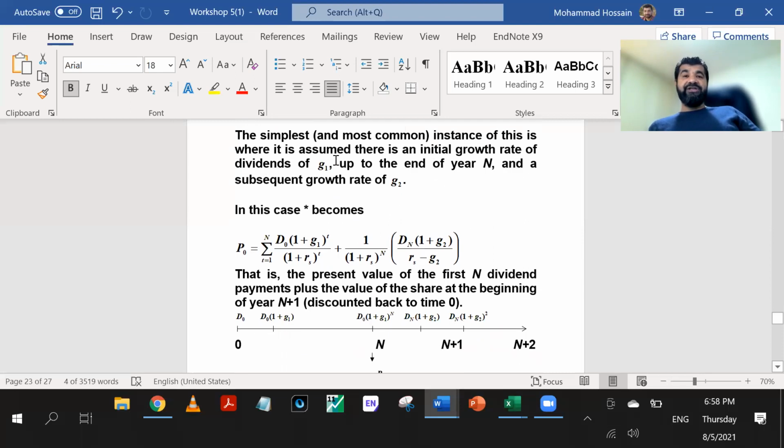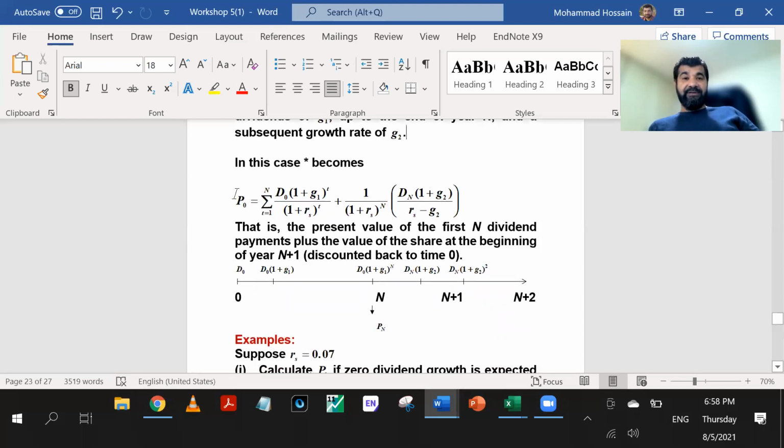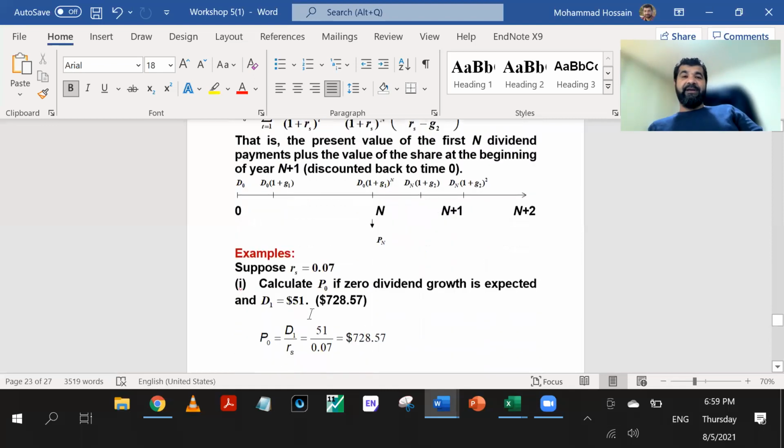Initial growth rate of dividend is g1 up to the end of year N, and then a subsequent growth rate of g2. So in this case, this becomes the model we have here. That is the present value of the first dividend payments plus the value of the share at the beginning of year N, discounted. So it's like we have to go partially. Like from 0 to N, one type of growth, N to N1 a different growth, N to N a different one. So we have to find out the growth rate of different time periods.